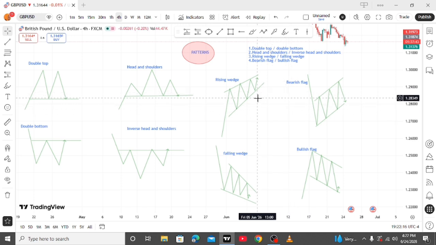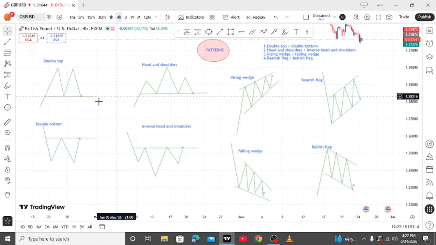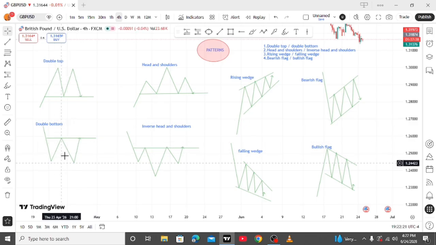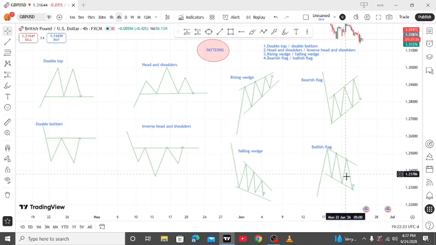So if you're trading patterns, these are what you look out for, either the double top, the double bottom, head and shoulders, and the rest.